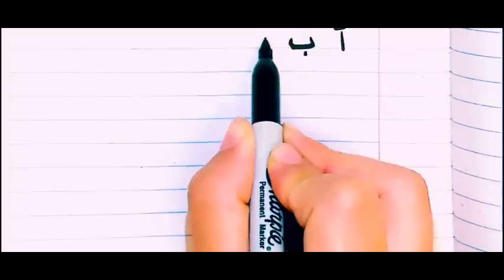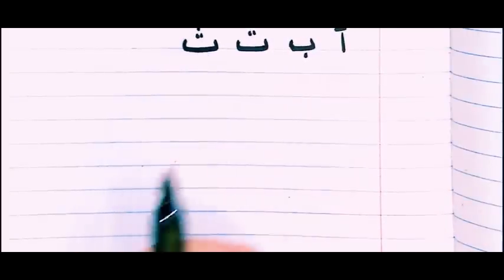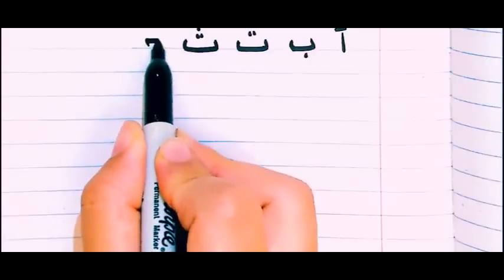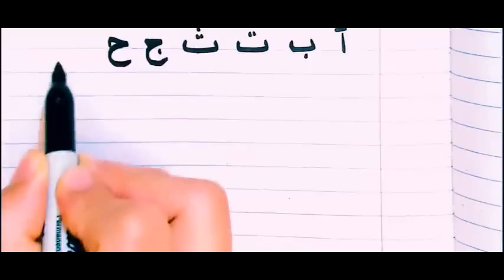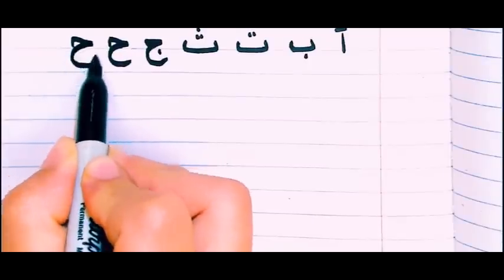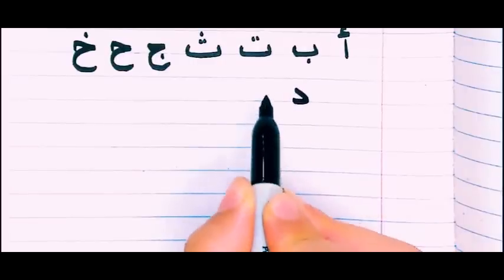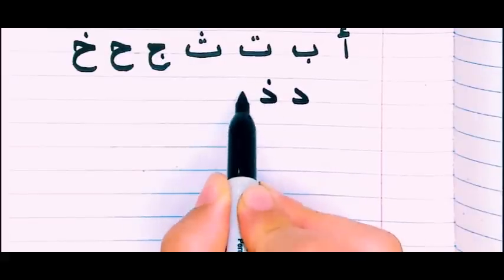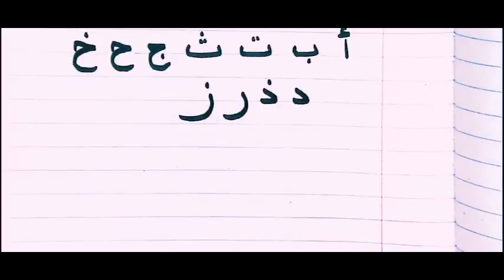Alif, ba, ta, tha, jim, ha, kha, dal, dhal, ra and zeen. So this is the first set.